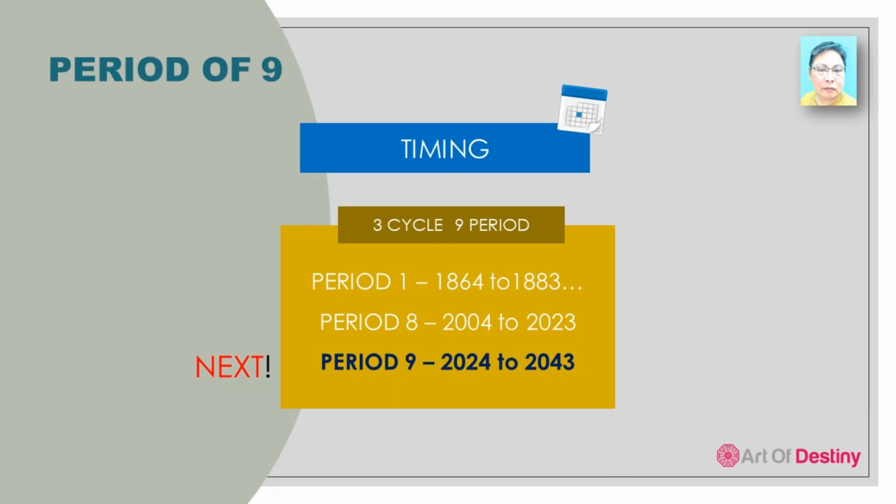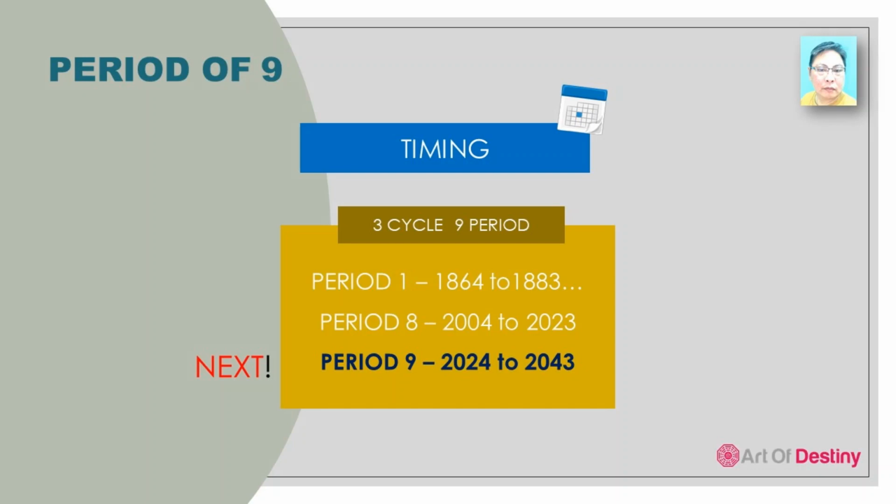So you see, when we talk about period 9, be sure what we are talking about. Are we talking about the 3 cycle 9 period system, or the 2 cycle 8 period system? You have to be very clear and define that so your discussion becomes clearer and more fruitful. Otherwise you'll be arguing on different sides of the thing. Okay, so this is the thing about period 9.